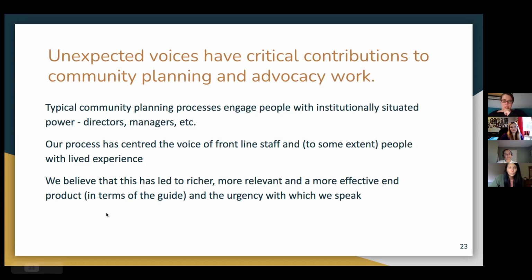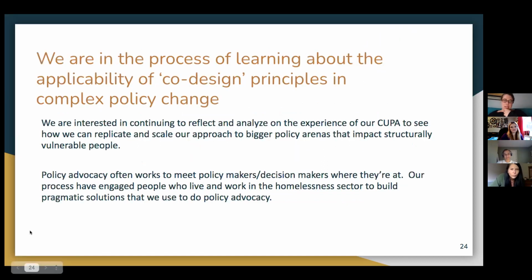And then our last lesson learned is that I think we are still in the process of learning about the applicability of co-design principles in complex policy change. So we're interested in continuing to think about the experience of our CUPA and how we can replicate and scale the approach that we've taken to bigger policy arenas that impact structurally vulnerable people. So this makes a lot of sense on this relatively small but important, complex problem that we focused on in this sector within our hyper local place.